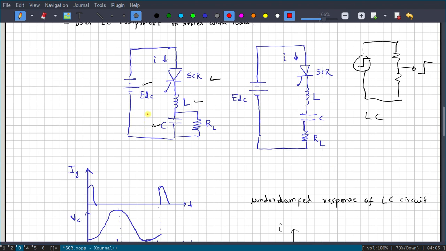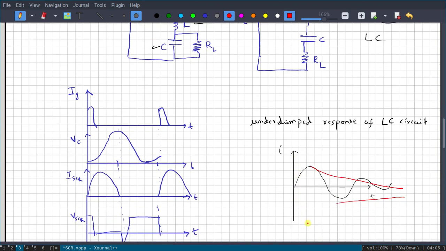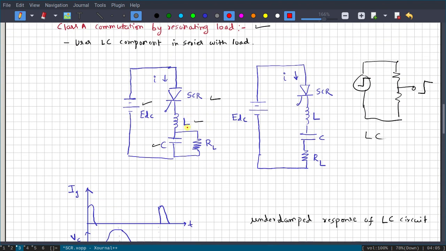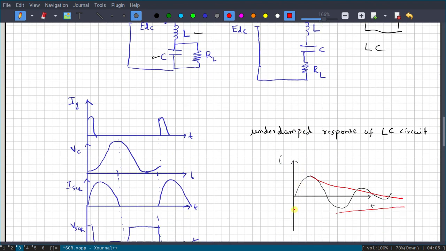But now we are using a DC supply. How can we have this kind of variation, that is, positive maximum and negative maximum in our circuit? That is nothing but using LC components. Your response will automatically have this kind of response, that is, damped oscillation. There will be variation and it is damping, because our intention is not to oscillate.